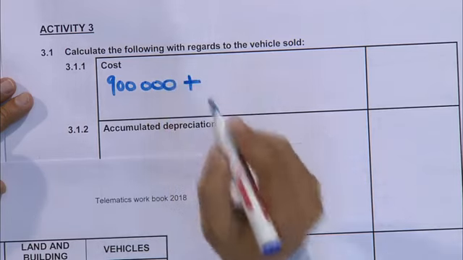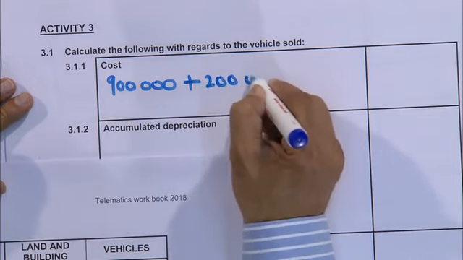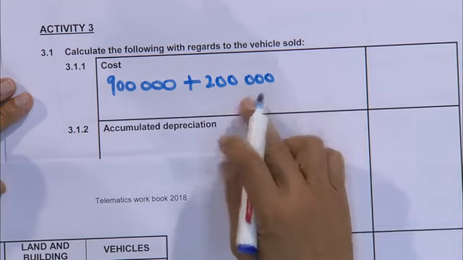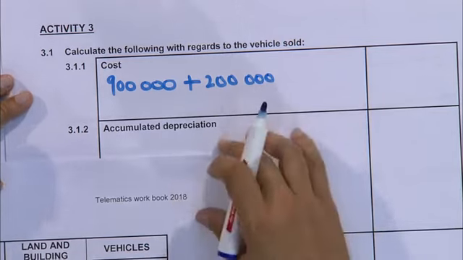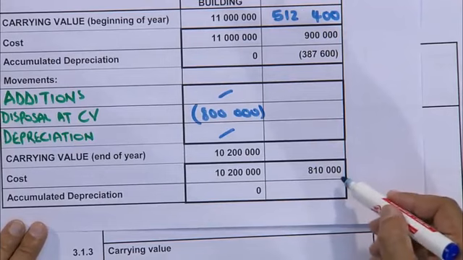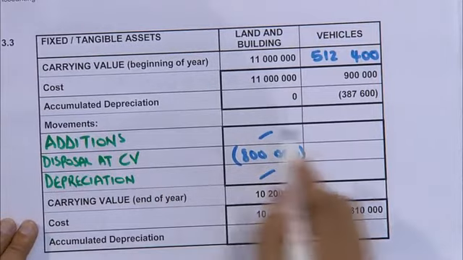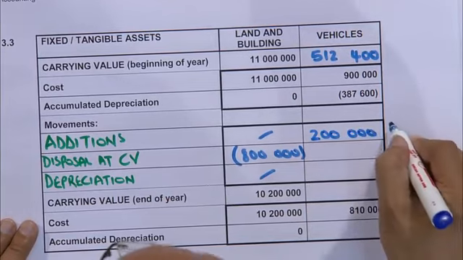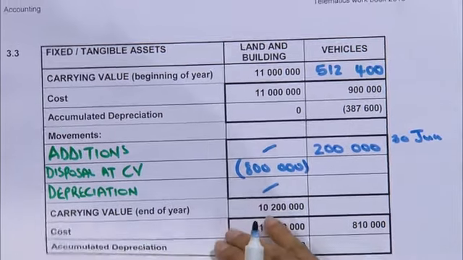Then in the information, they tell me that I bought a vehicle to the value of 200,000. So that 200,000 will be reflected in my fixed asset note later as an addition. But then also, they're giving me the closing balance of the cost price at the end of the year of 810,000. So when I get to this note, by my additions, I can add 200,000. Now that was bought on the 30th of June. They tell me that in the information.